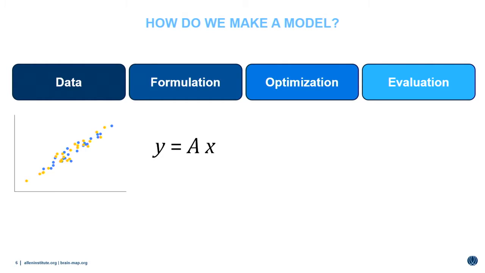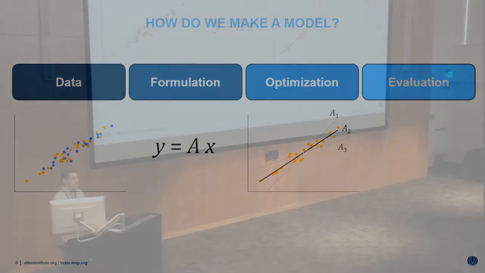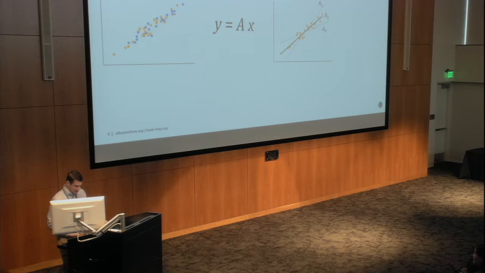To evaluate whether or not this is a good model, you can split the data in half and then use half of the data to test different parameters. This is called optimization. So you're trying to hone in on the parameters that best describe this particular data set. In this case, it looks like A2 is the best fit. And we call this process training the model.